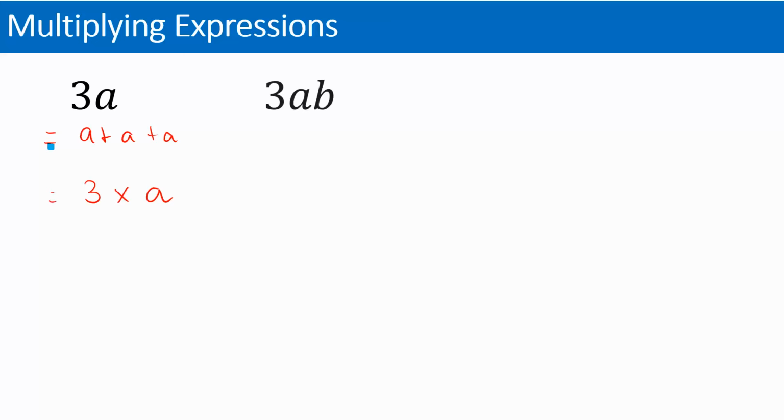Then if I gave you this one, 3ab, what does this mean? Good, this means 3 times a and also times b. Another way of thinking about it is you could say it's the same thing as saying 3 groups of ab, which is ab plus ab plus ab. See how I've got 3 groups of those?